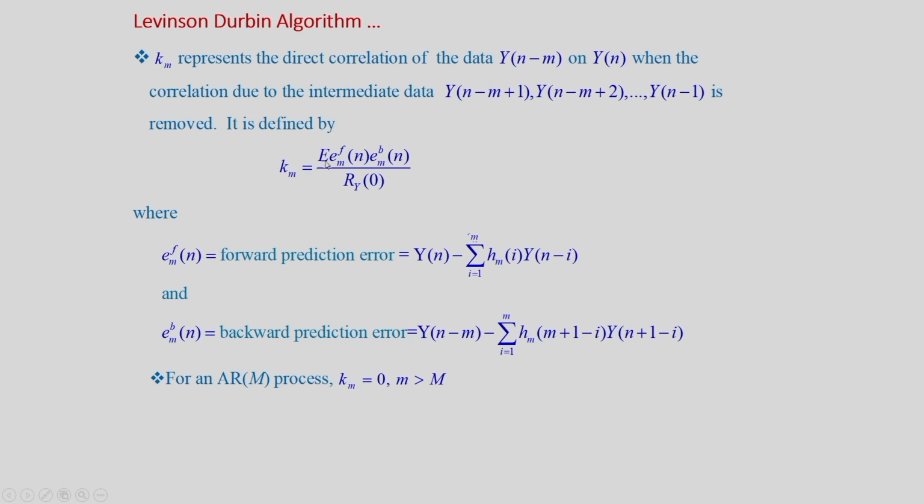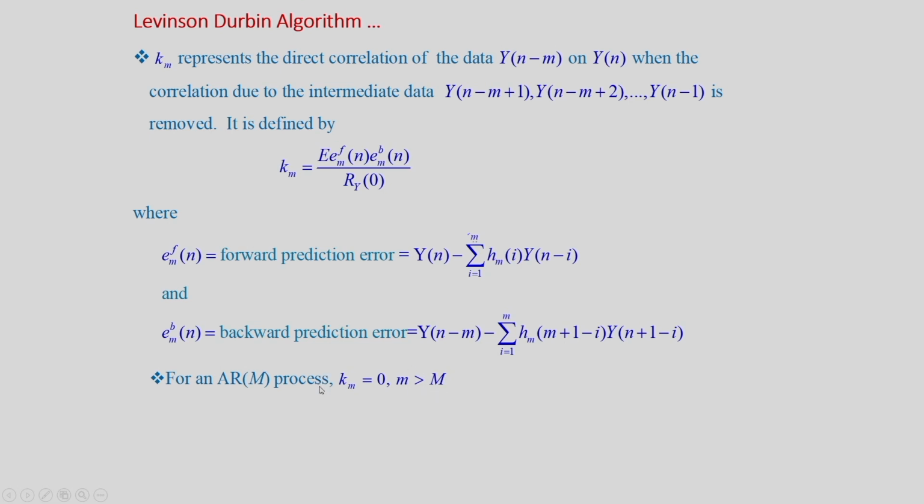Therefore, Km is equal to E of Em Fn into Em Bn, where Em Fn is the forward prediction error, equal to y n minus summation Hmi into y n minus i, i going from 1 to m, and Em Bn is the backward prediction error, equal to y of n minus m minus summation Hm m plus 1 minus i into y n plus 1 minus i, i going from 1 to m. Now, it can be shown that for an AR m process, this Km will become 0 for m greater than M.